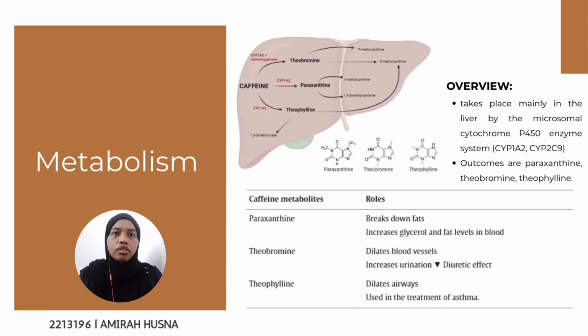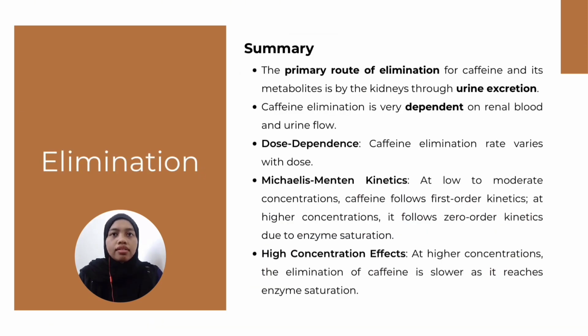So the table here shows the main roles of primary caffeine metabolites. Paraxanthine increases the breakdown of fats. Theobromine dilates blood vessels and increases urine output, while theophylline relaxes smooth muscles of the bronchi and is used in the treatment of asthma. Since CYP1A2 is an important enzyme in the metabolic pathway of caffeine, any factors that affect its activity will also affect the metabolism and half-life of caffeine. For instance, smoking increases the rate of caffeine metabolism and decreases the half-life because cigarette smoke contains CYP1A2 inducers.